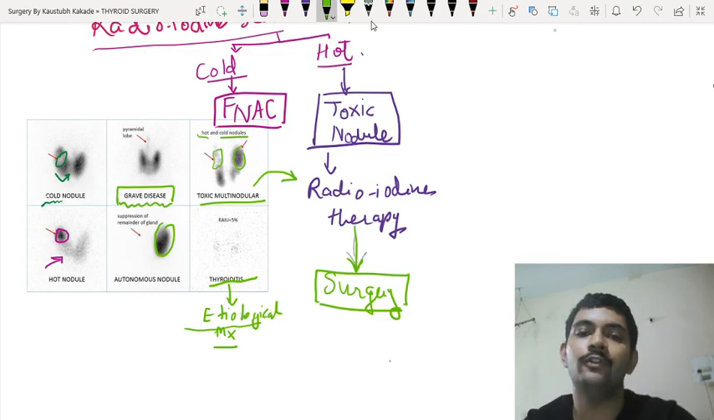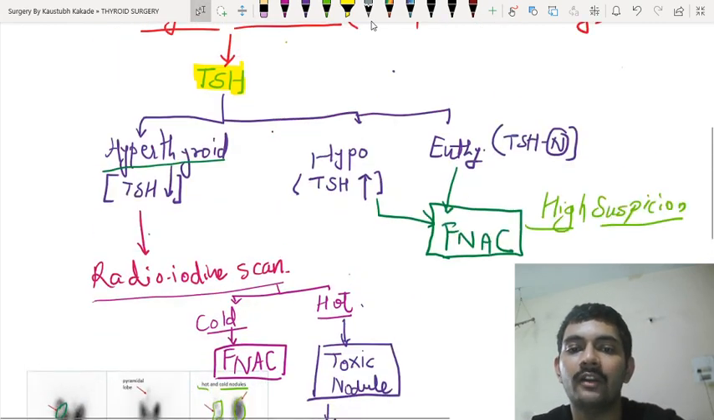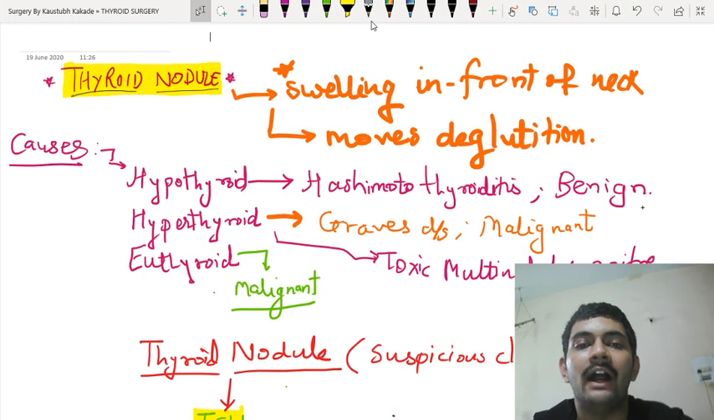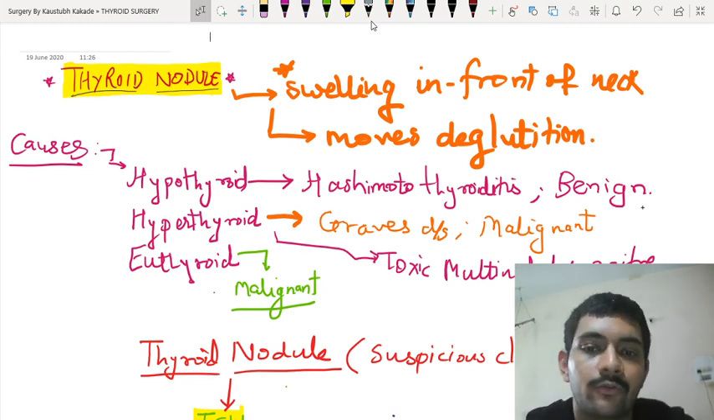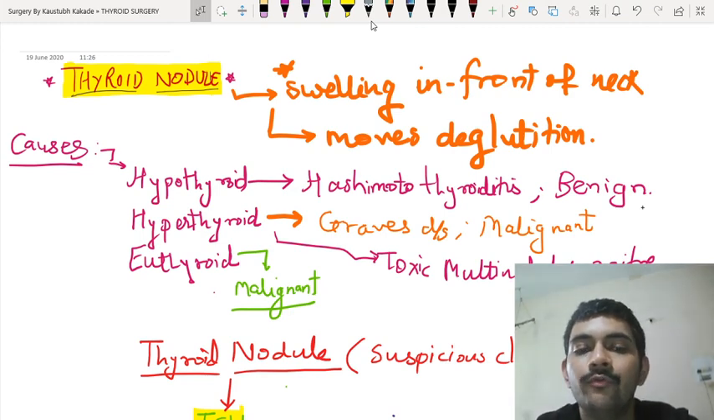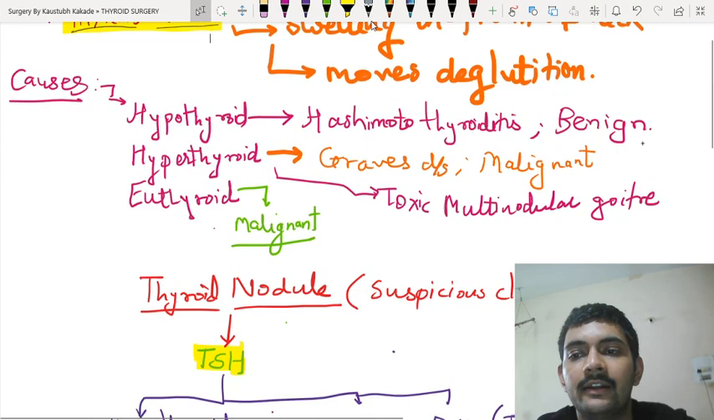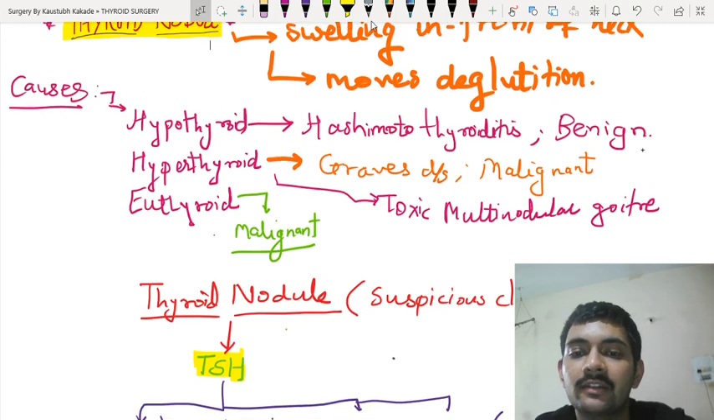So overall, if you take a look in this video, what we have learned is, firstly, what to do when you have a neck swelling. You have to identify it to be a swelling in front of the neck, which is going to move with deglutition. Causes are going to be hypothyroid, could be Hashimoto thyroiditis, benign, hyperthyroid can be Graves' disease or malignant, euthyroid can be a toxic multinodular goiter, or it could be a malignant one.